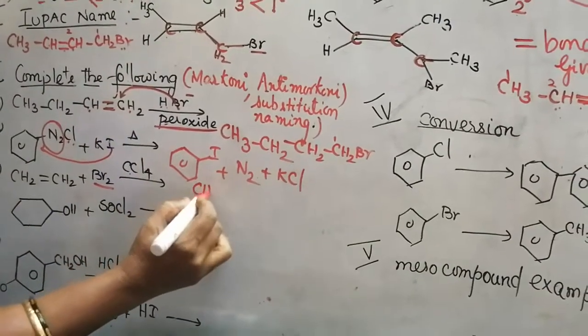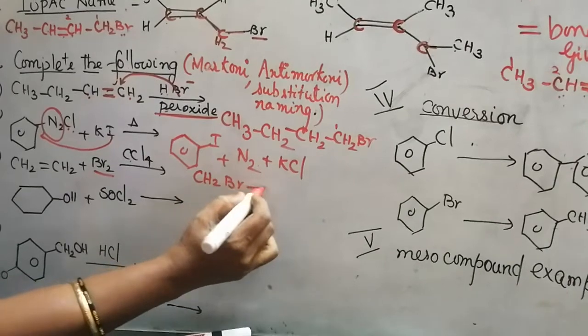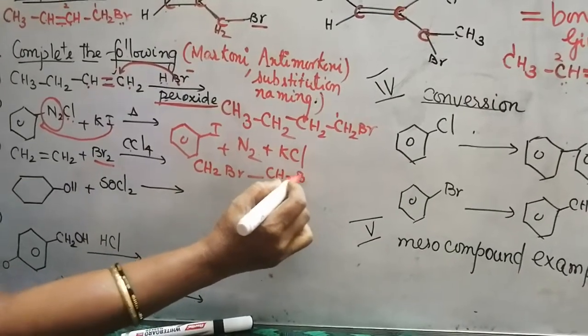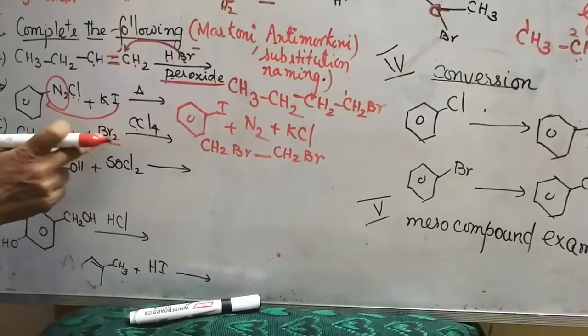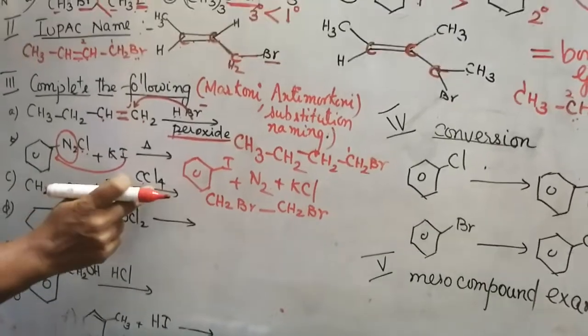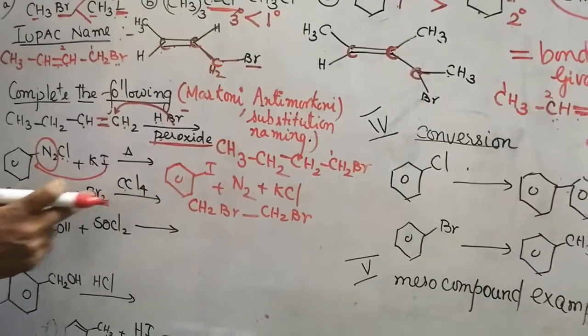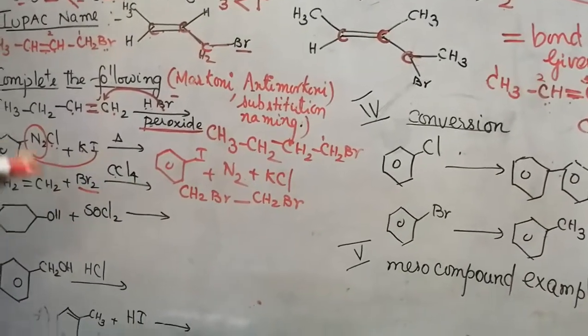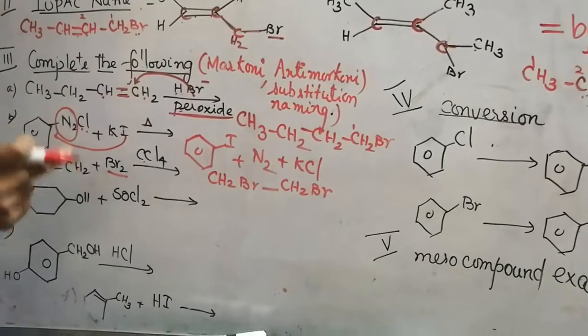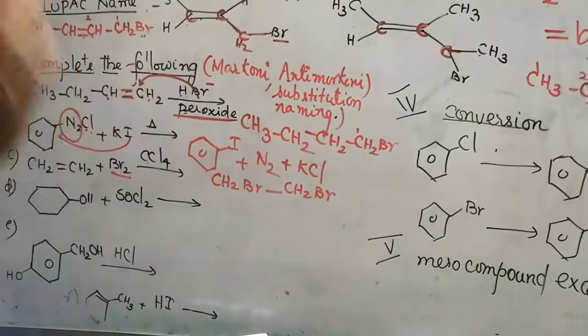So you will get CH2Br, single bond, CH2Br. Because the bromine is reddish brown in color, its color decolorizes during this addition reaction. This is a test for unsaturated compounds that you have also learnt in 11th class.